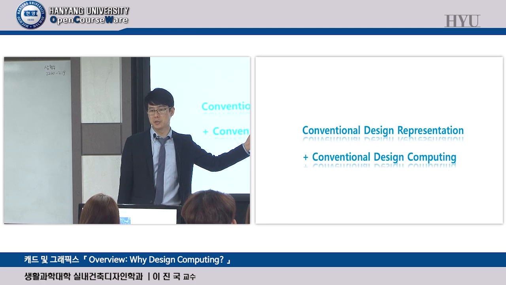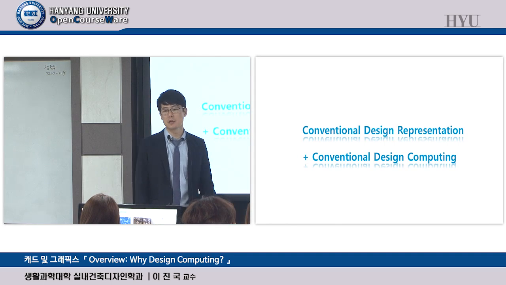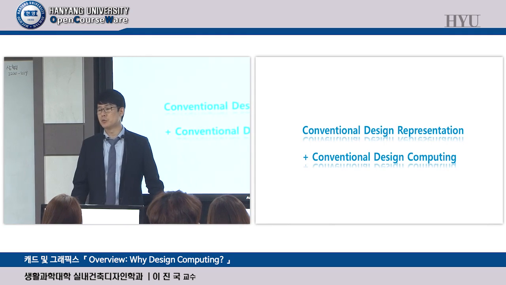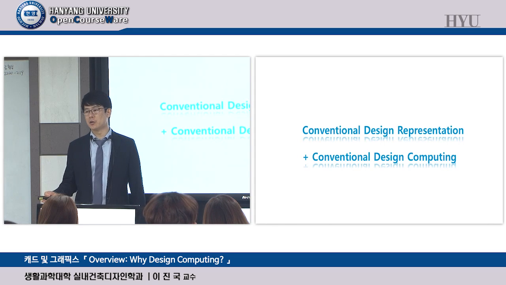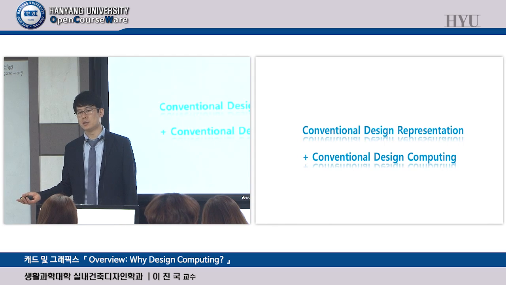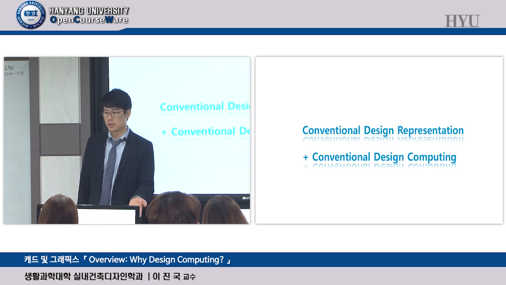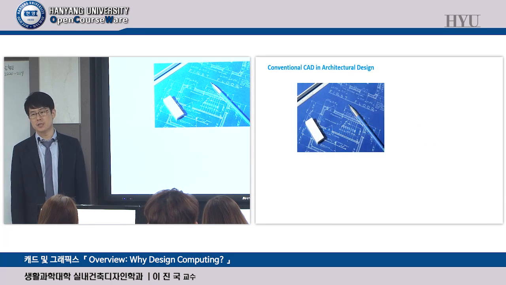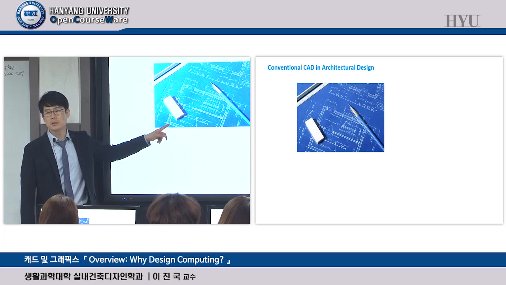Conventional design representation plus conventional design computing, so-called 2D drafting, but not only 2D, we're also gonna deal with 3D. Especially for interior architecture design, 3D is another very important thing. So we're gonna learn 3D and 2D. Let's take a look at what types of visualizations we need. Take a look at this blueprint, hand drawing.